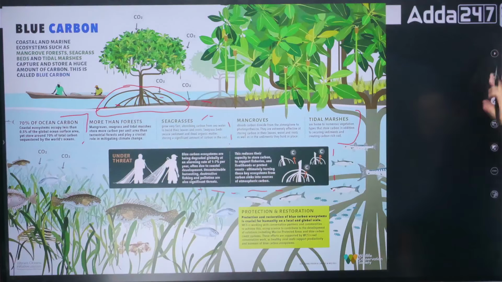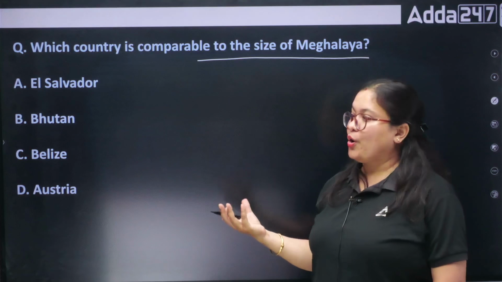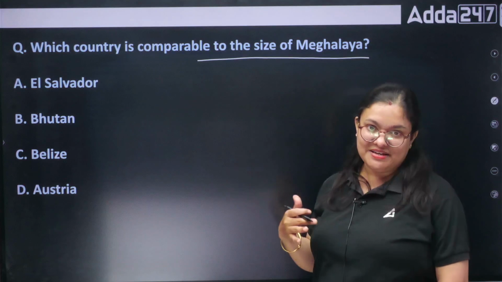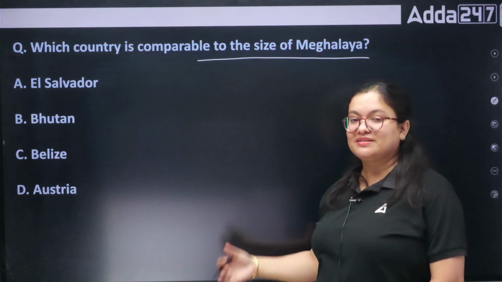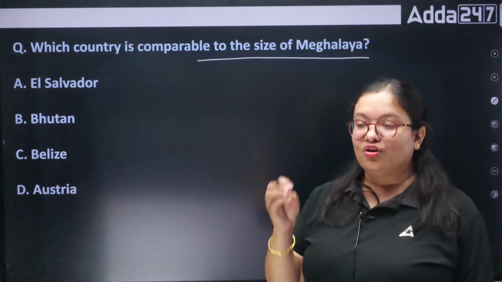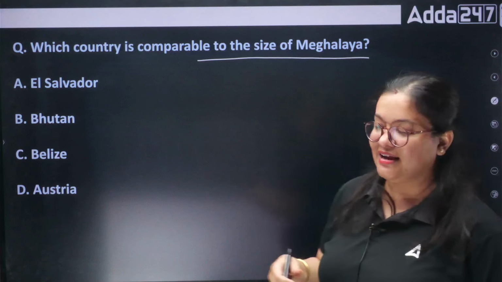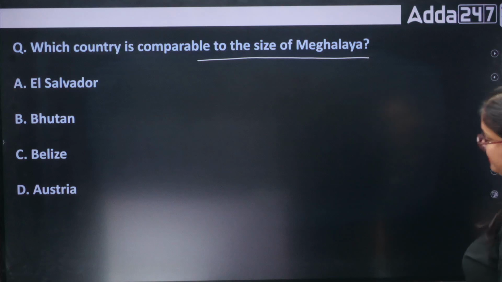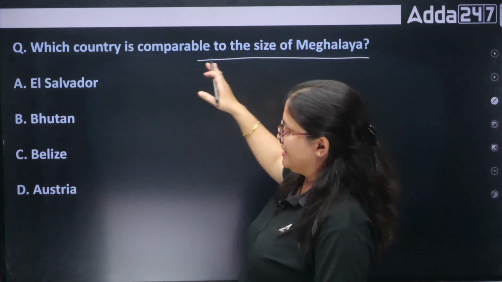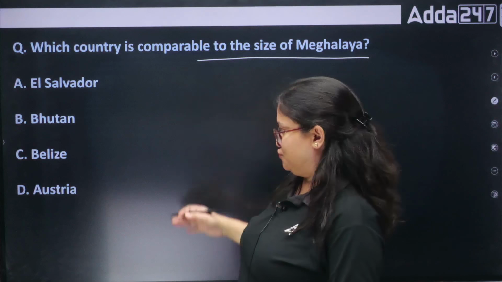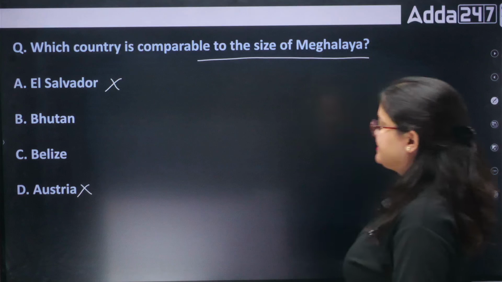Okay. Next question, which country can I compare to the size of Meghalaya? This is a very tricky question, because the country names are sometimes swapped, or names are given which are almost the size of Meghalaya. It wouldn't be Austria, because it has a huge size. It is not El Salvador. So the answer is Belize.